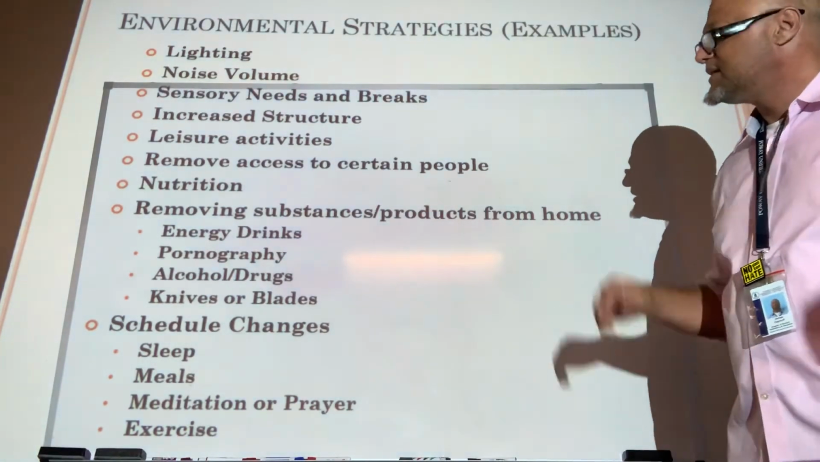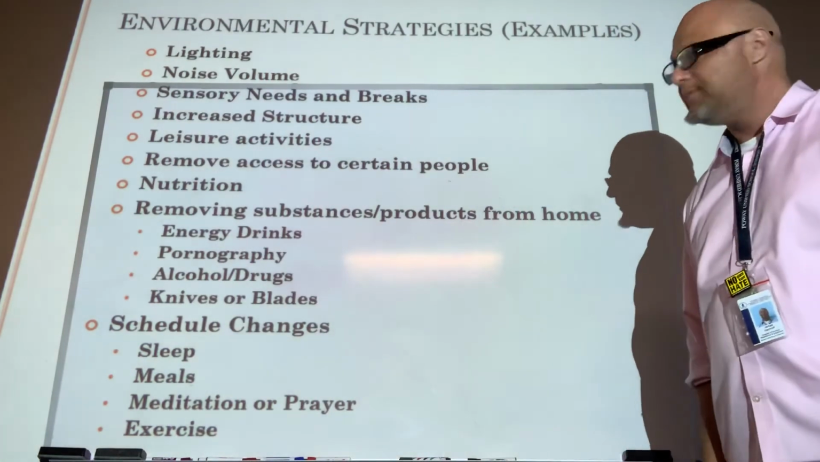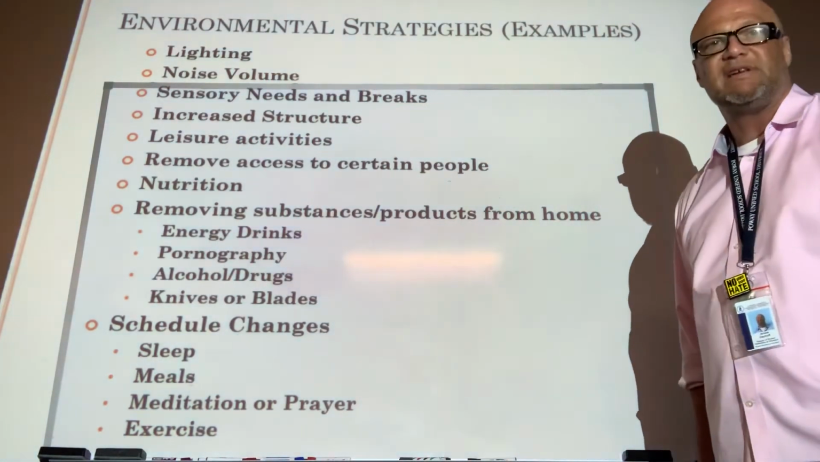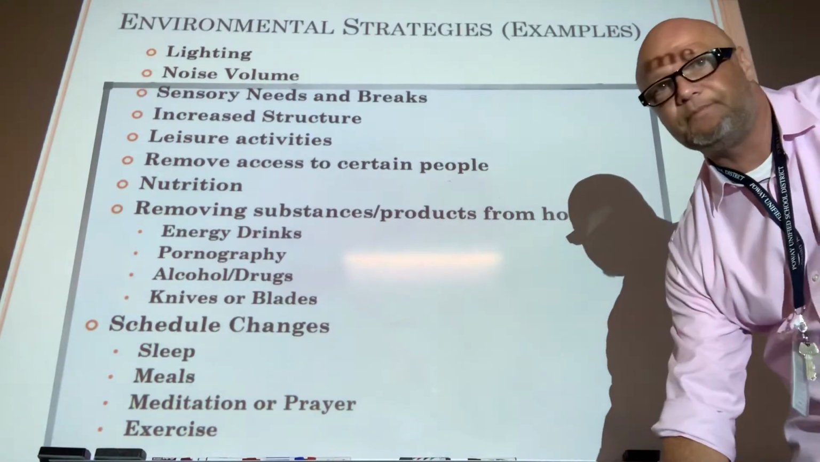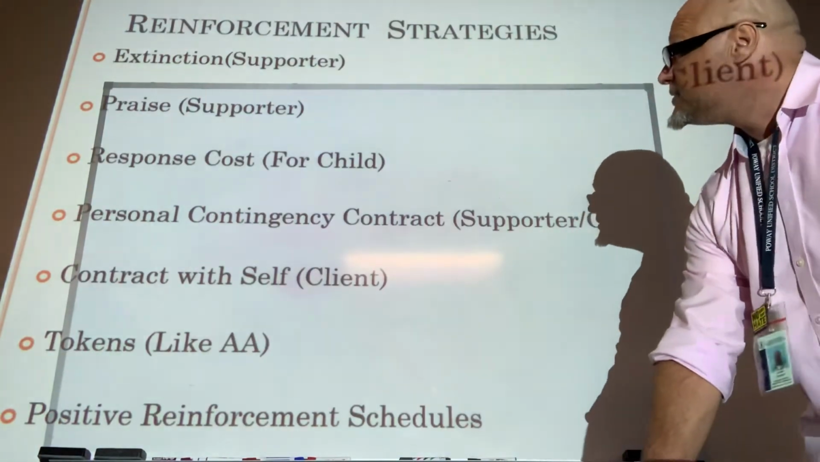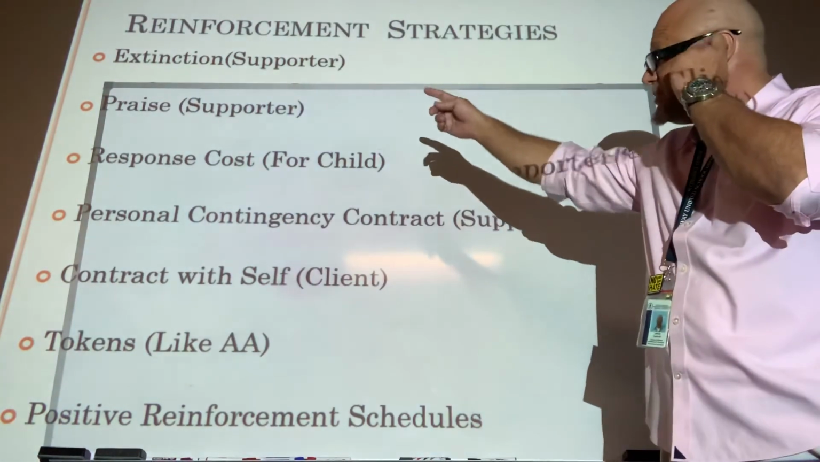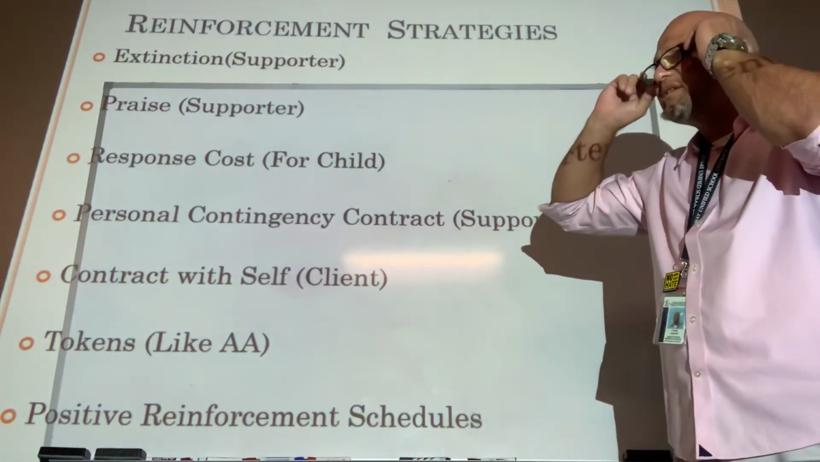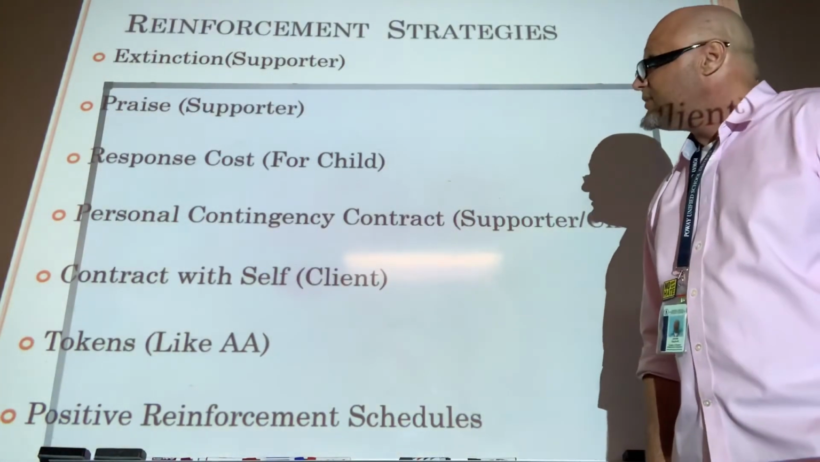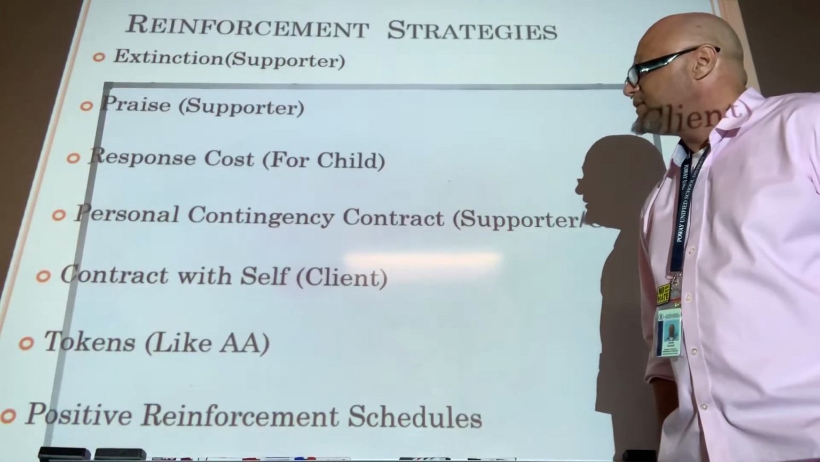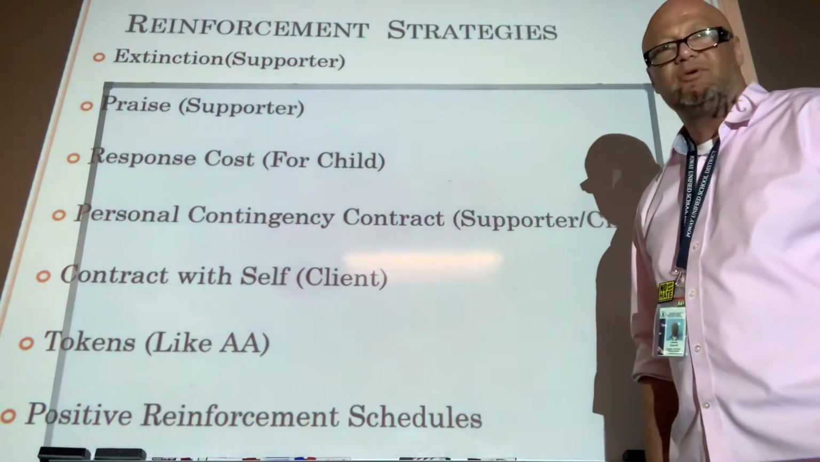Scheduling things like sleep, meals, meditation or prayer, and also exercise can be great environmental strategies. As far as reinforcement strategies, we already talked about this. So we have extinction plans. An extinction plan is great for a younger child. However, it can also be for somebody who is helping to enable a behavior.